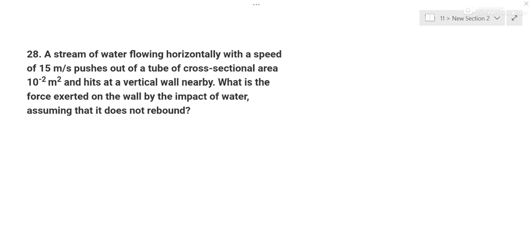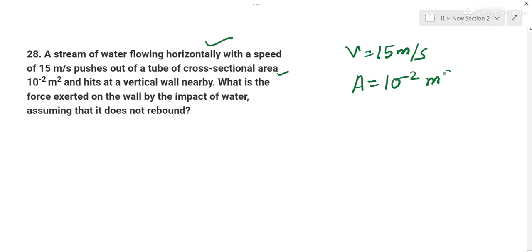A stream of water flowing horizontally with a speed of 15 meter per second. The cross-sectional area of the tube is given as 10 to the power minus 2 meter square, let us denote it by capital A. It hits a vertical wall nearby. What is the force? Assuming it does not rebound, it means final velocity is 0. Okay? So this is the initial velocity.